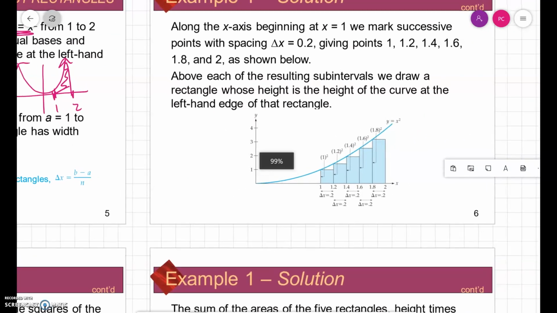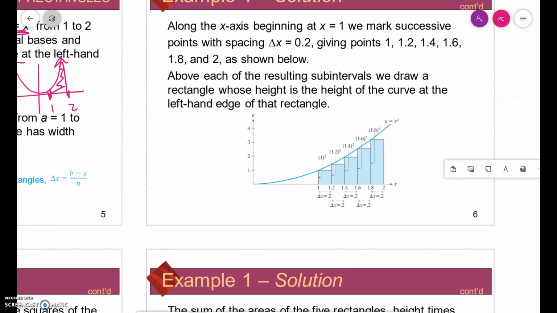If you look at this next slide, along the x-axis we start at 1, and we draw a rectangle that goes from 1 to 1.2, and connect it up and over. Then we go from 1.2 to 1.4, and again go up till we hit the curve and connect over. Then 1.4 to 1.6, 1.6 to 1.8, and 1.8 to 2. Now, remember, for the area of a rectangle, area equals base times height. The base we had is 0.2.